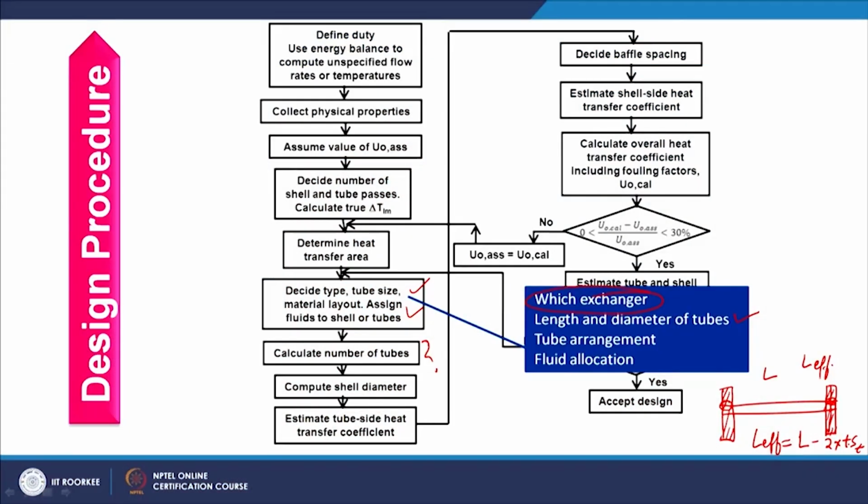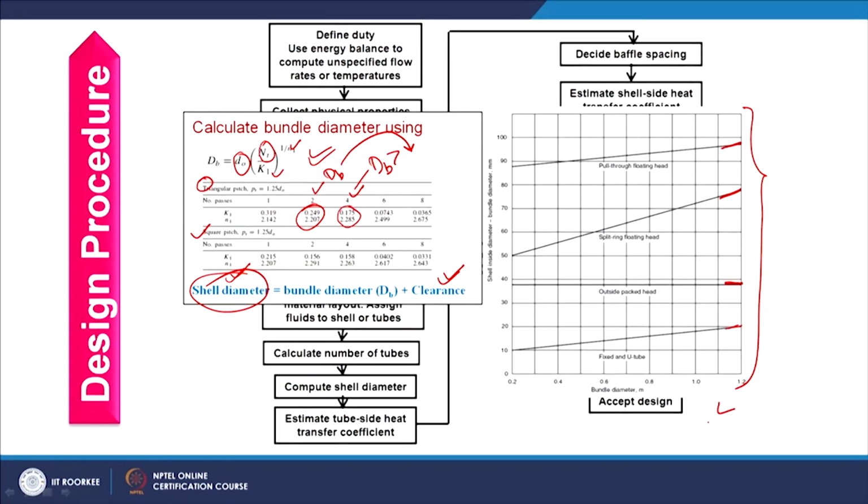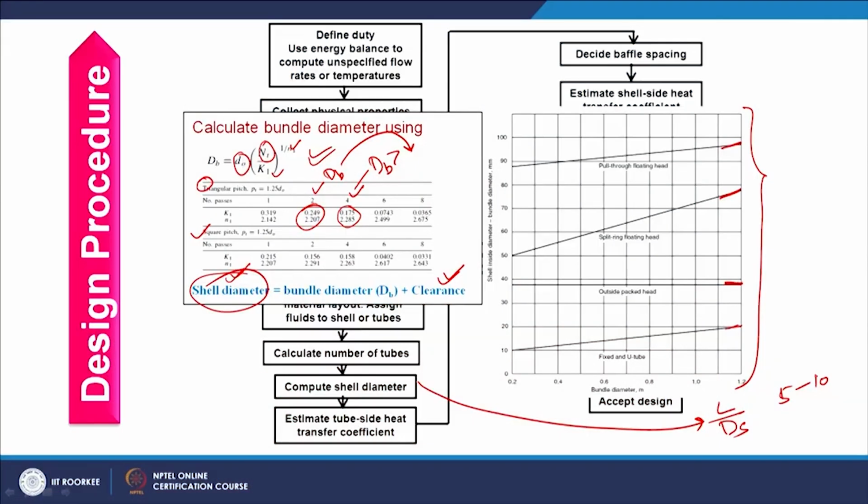So, here you have to ensure the L by D ratio. The L by D ratio should be within 5 to 10. So, the length of the tube you have decided, divided by the shell diameter which you have just calculated, should lie between 5 to 10. If it is not lying within 5 to 10, then you have to change the length in such a way that it falls within the 5 to 10 ratio.